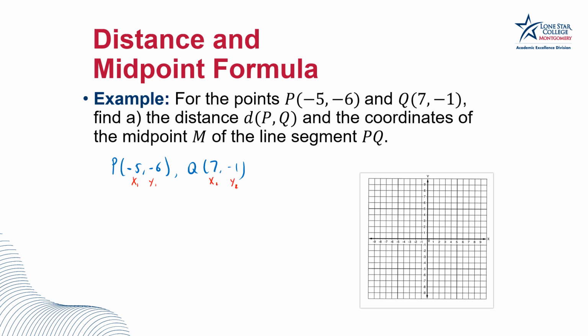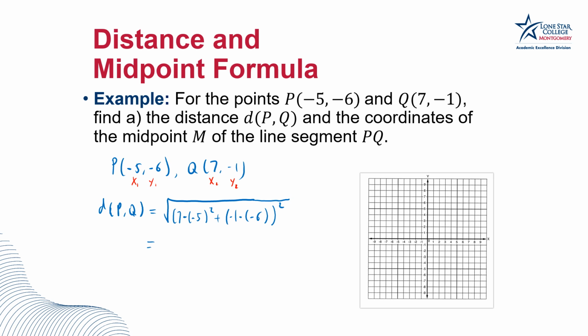Now, the distance of PQ, according to the formula, is the square root of x2 minus x1 squared. So 7 minus -5 squared plus y2 minus y1 squared, -1 minus -6 squared.